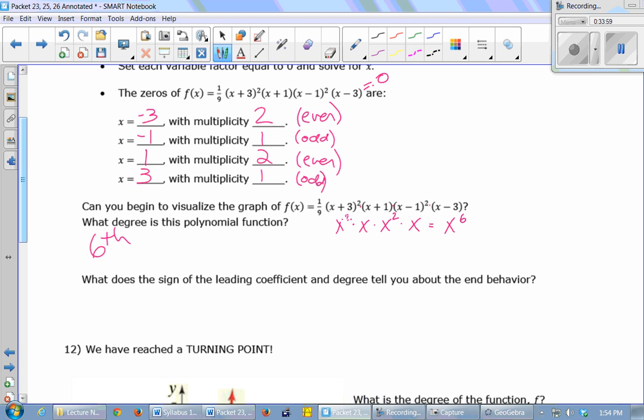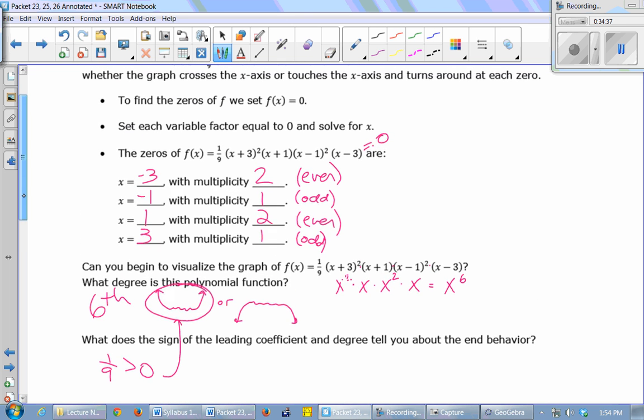Which means what about its end behavior? Either both up or both down, right? It's either like that or like that, depending on the sign of the leading coefficient. In this case, the leading coefficient is 1/9, which is positive, so that means it looks like this. That's my end behavior.